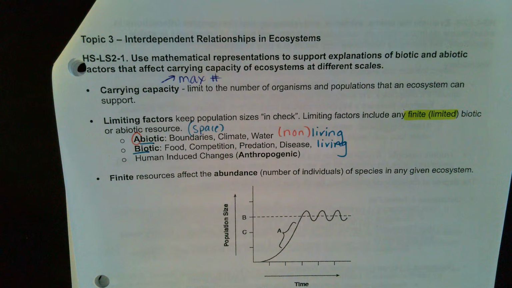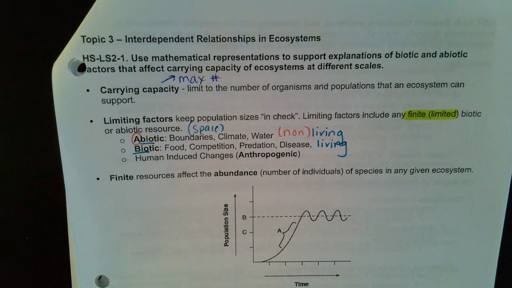Biotic are going to be all the living things. So here we have food, competition for food, competition for space. You're fighting with other organisms that maybe want the same exact space that you have. They want the same exact food that you have. Predation would be another one. So predators come and they keep your numbers in check. And then finally we have disease. Disease is going to be obviously like a bacteria or a virus or a fungus that winds up killing off a lot of organisms.